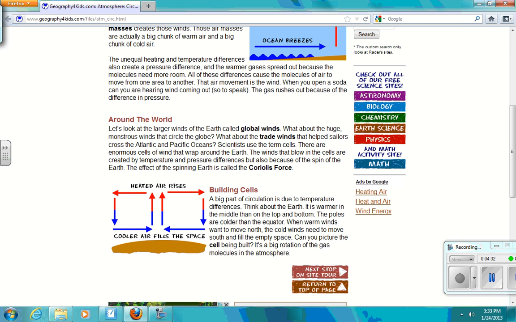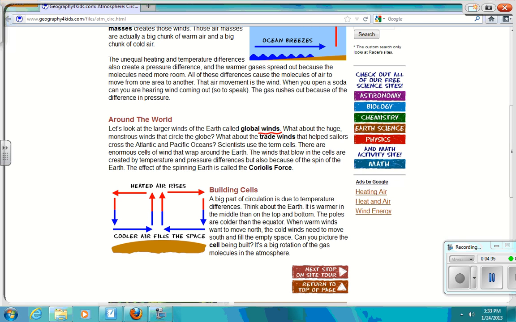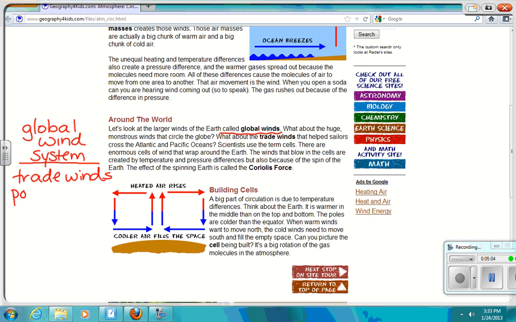We are going to get to, in this unit, some global winds. Those are the larger winds that push the air around the planet. We have something called trade winds that are one of those. So we have a global wind system. We have something called trade winds. We have polar easterlies. And we have prevailing westerlies.